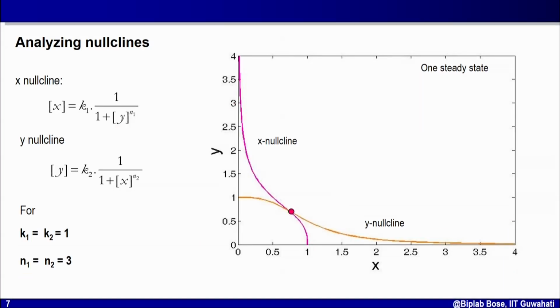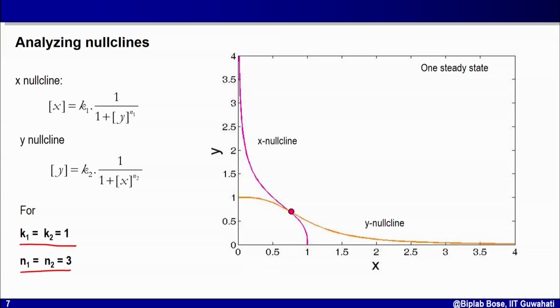Let us change the values further. Now I have kept n1, n2 equal to 3. That means I will get sigmoidal curves for the nullclines. But we have changed k1 and k2 to 1. That means the rate of production has been reduced. So when you change the rate of production of the system, what will happen? The intersection points with the horizontal and vertical axes will change. So now they are 1, not 3 anymore. But the y nullcline is still a negative sigmoid one, and the x nullcline is also an inverse sigmoid one. And as you can see in the curve, they are intersecting at only one point, shown by this red dot.